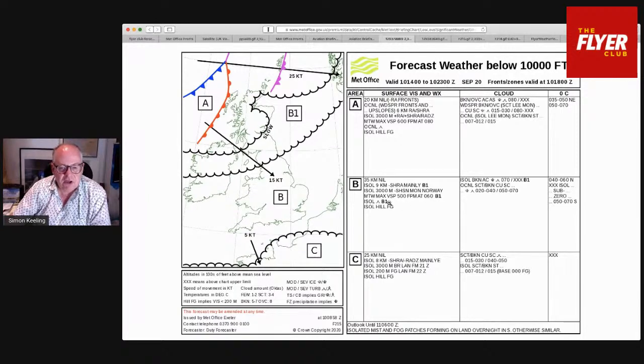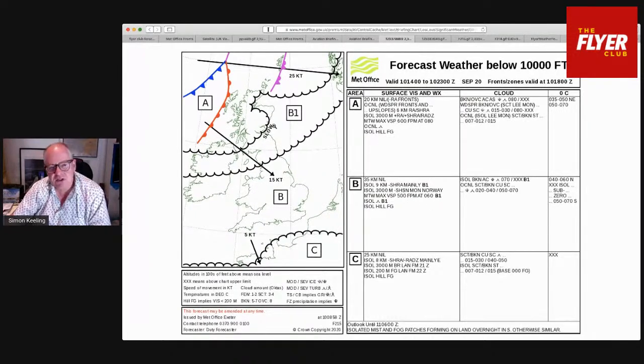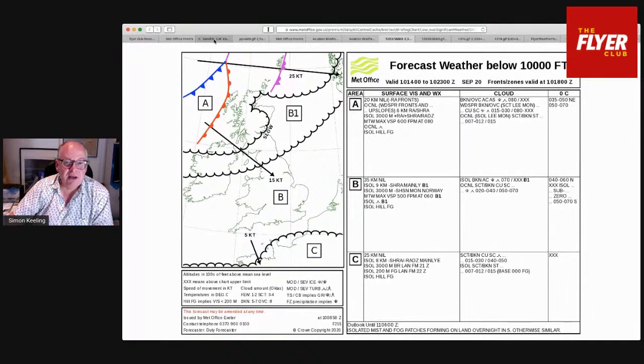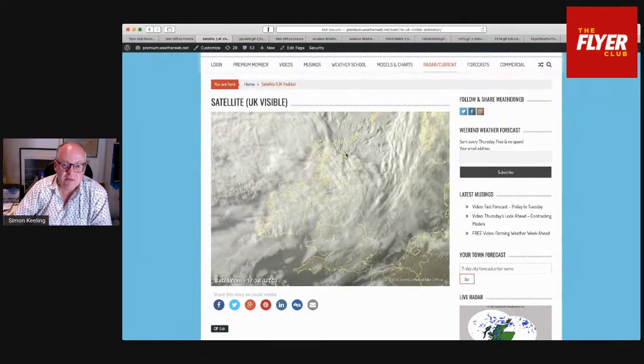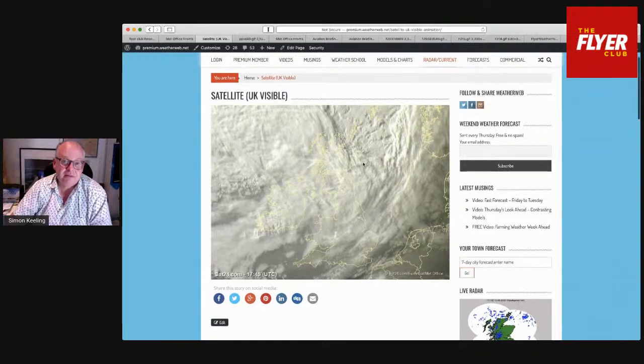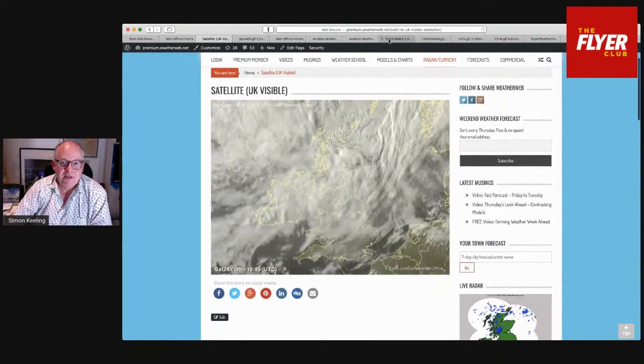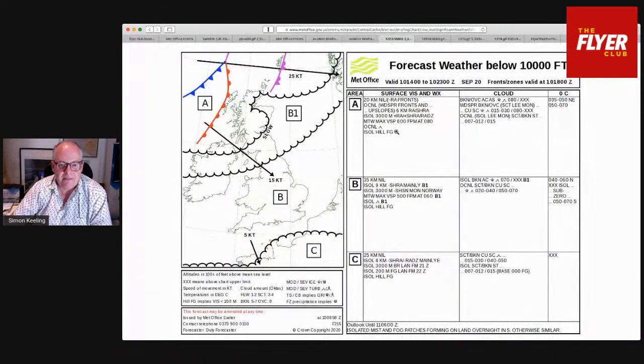Now, both turbulence and this mountain wave have both been mentioned in area B1. So B1 is quite an active area. And just interestingly, that mountain wave activity is associated with wave cloud. And what did we say that we saw on the satellite picture earlier? Wave cloud. So that confirms what we've seen there.